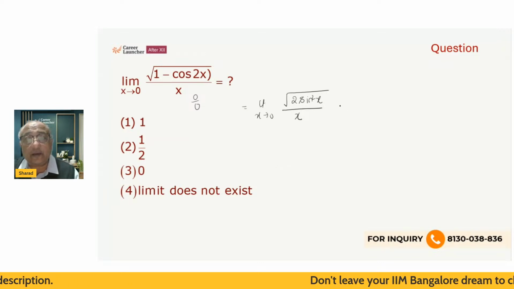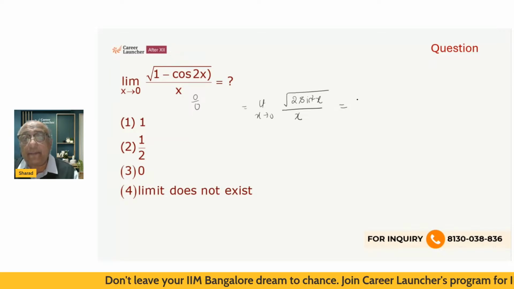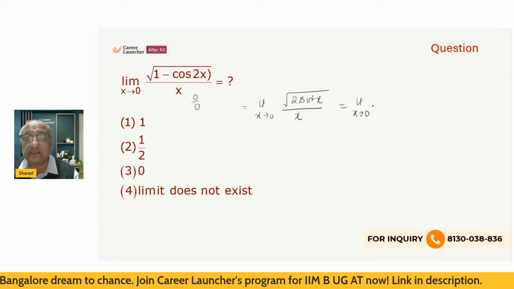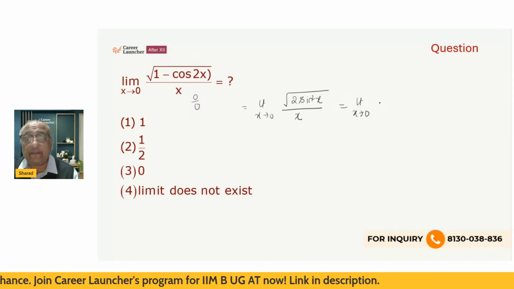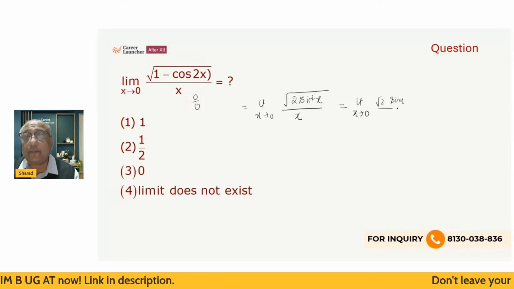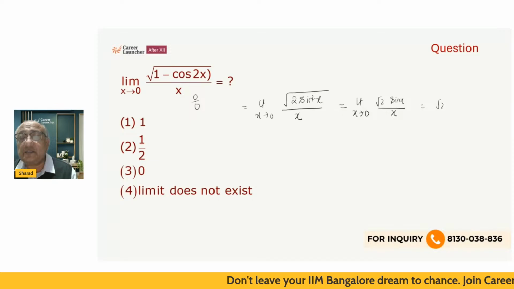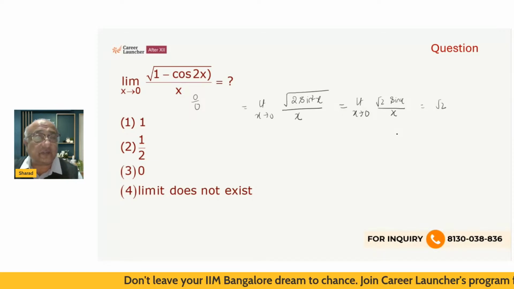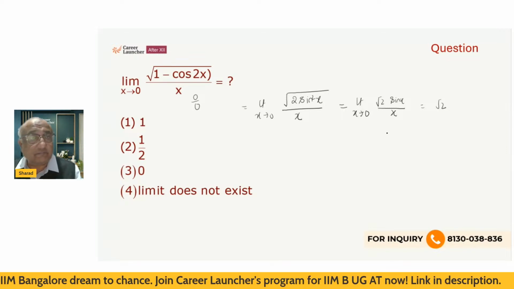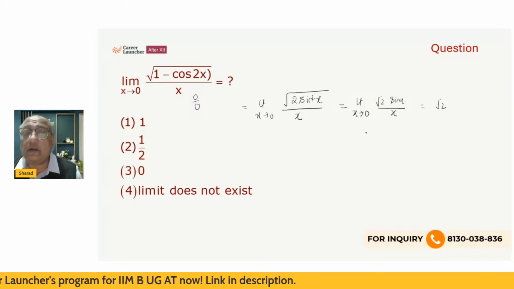So this will become, because this is 1 minus cos 2x, and by mistake I will write it like this, limit x tends to 0, and this will be root 2 sine x upon x. If I write like this, I will say I am getting answer 2. It is not there. Question is wrong. They have done some mistake. I will get marks in this. This is something wrong.